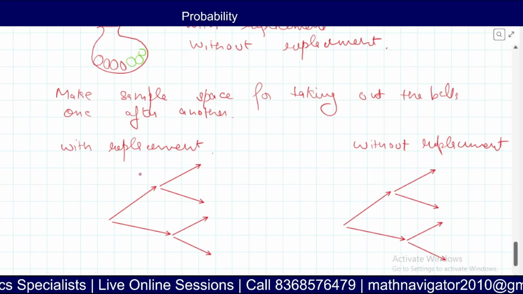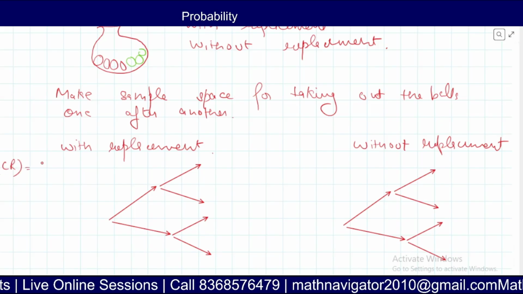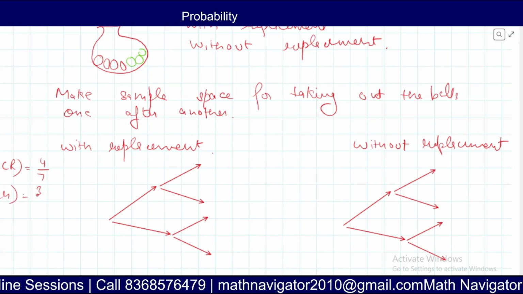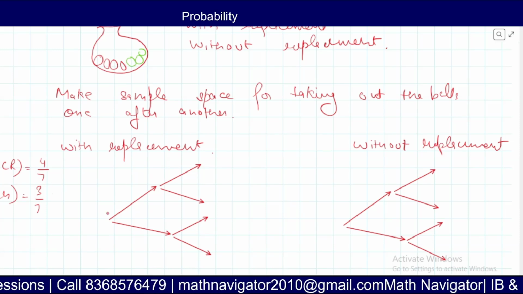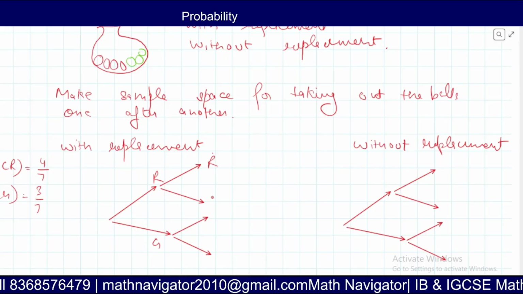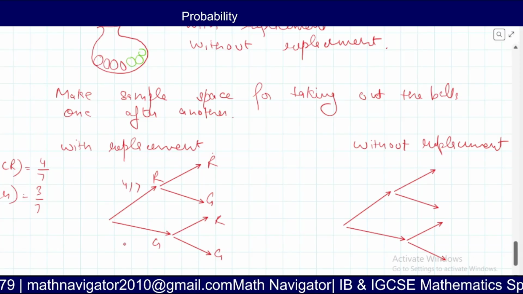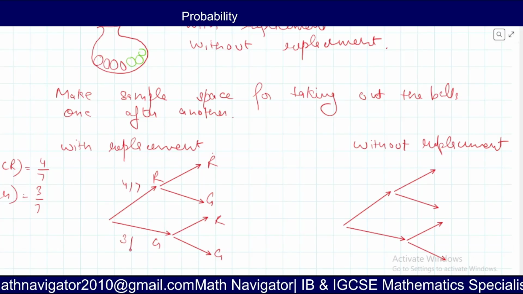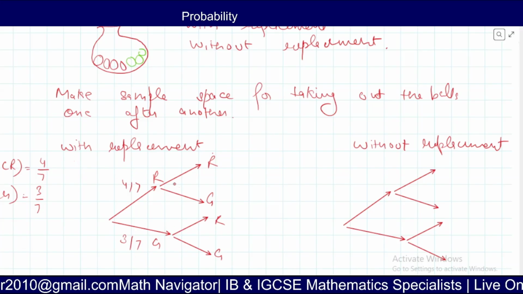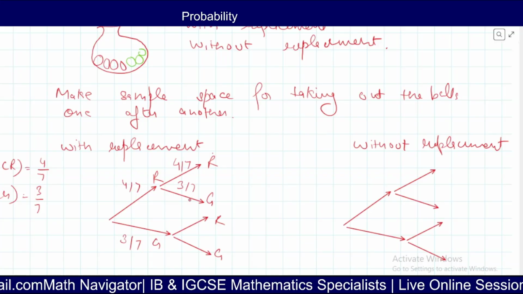So first of all, we need to understand one thing. If there are 7 balls, what is the probability of red? 4/7. And probability of green? 3/7, right? So let's take, if I'm taking the first ball as red and then green, then red and then green, and then red and then green. So probability of red is 4/7. Probability of green is 3/7. Probability of red stays the same because you have replaced the ball. So it is 4/7 and green is 3/7.